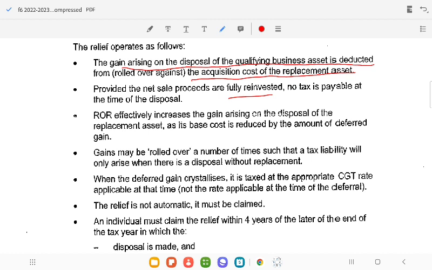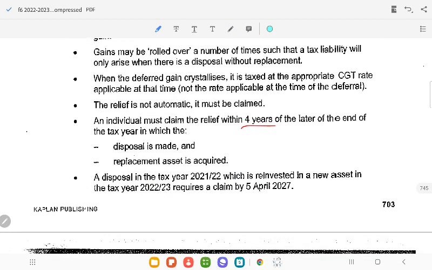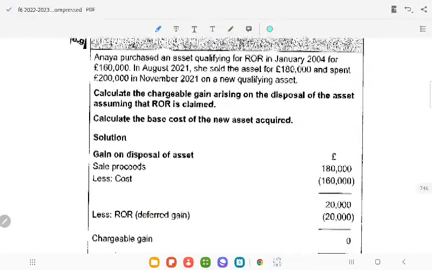The relief is not automatic, it should be claimed, and the period is within 4 years of the later of the end of the tax year in which the disposal is made or the replacement asset is acquired. A disposal in the tax year 21-22 which is reinvested in 22-23 requires a claim by 5th April 27, because the later date is the reinvestment in the 22-23 tax year.